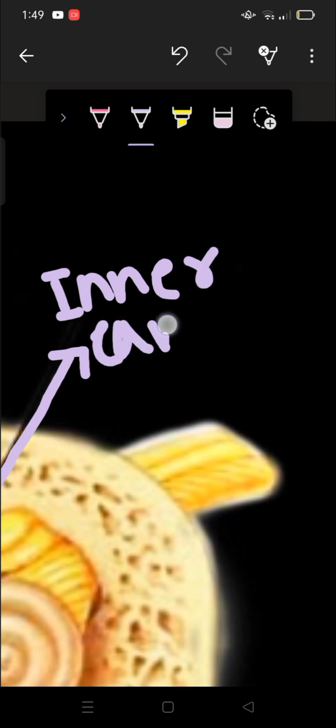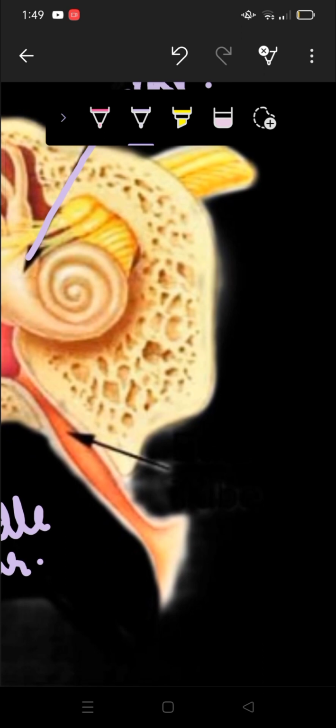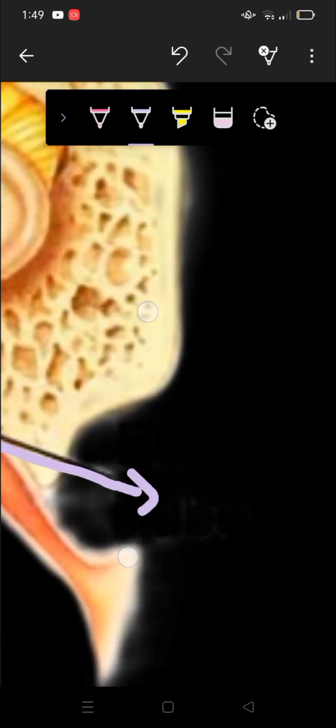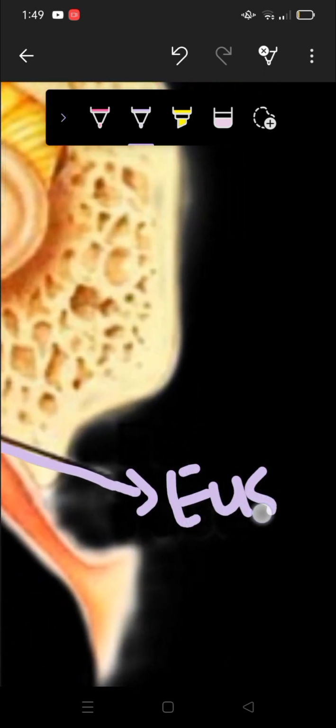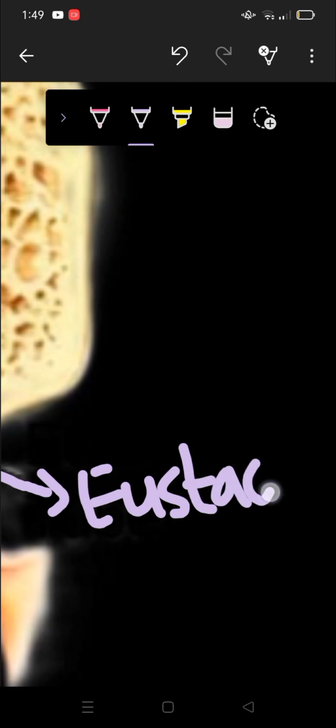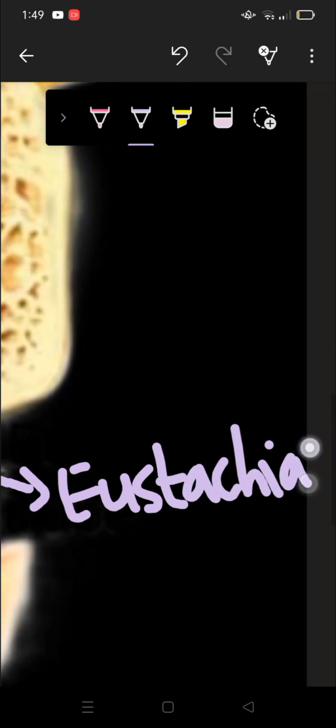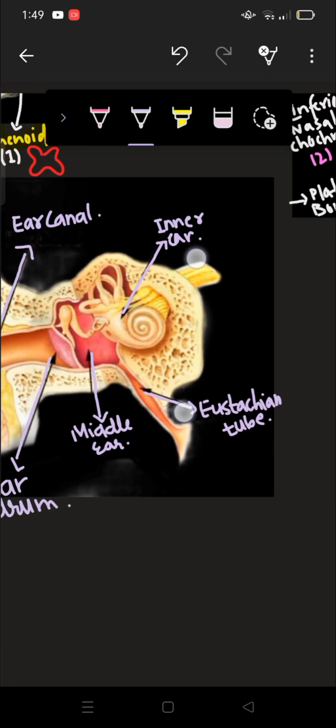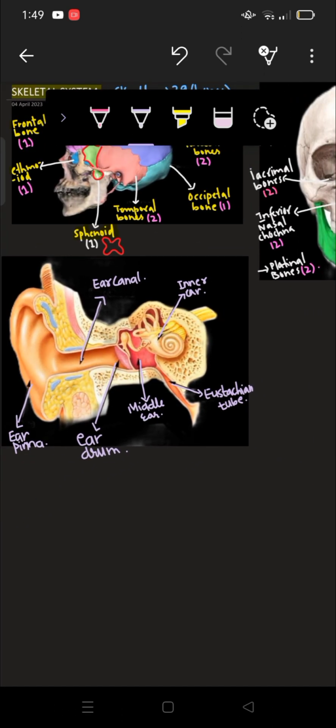We'll count the bones of the ear as well. Just wait, let me label this. And this is the eustachian tube. As I have written here, I have labeled this. Now we are going to count the bones of the ear. How many bones of the ear do we have?